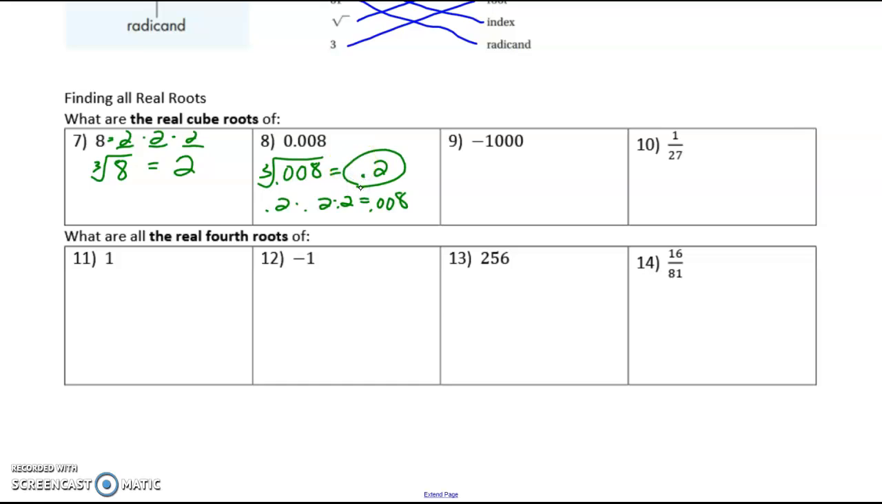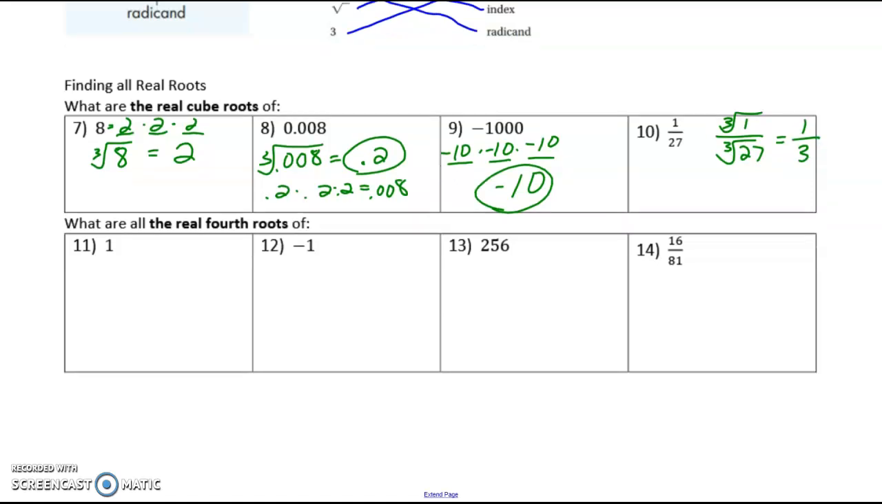Okay, the cubed root of negative 1,000. What number times itself 3 times is negative 1,000? Okay, negative 10 times negative 10 would be 100, times another negative 10 is negative 1,000. So your answer should be negative 10. If you have a fraction, you want to think of the cubed root of the numerator and the cubed root of the denominator. So cubed root of 1, what times what times what is 1? 1. Cubed root of 27, what times what times what is 27? 3. So the cubed root of 1/27 would be 1/3.